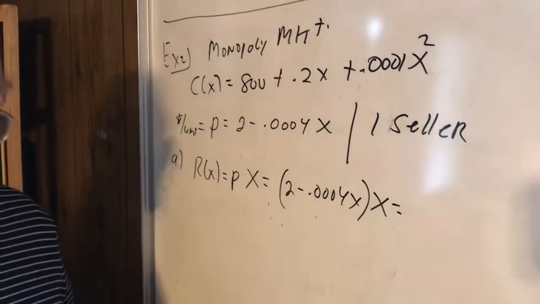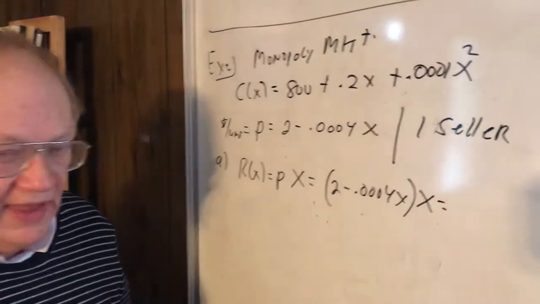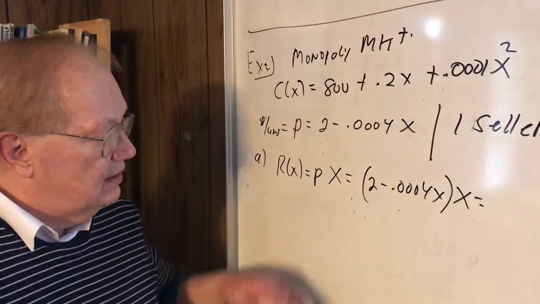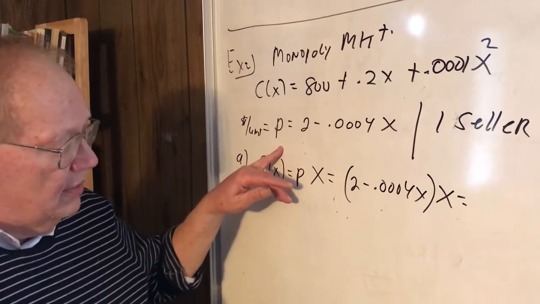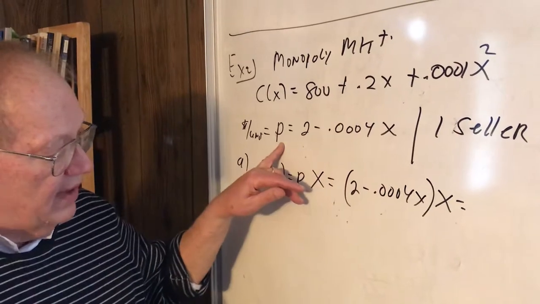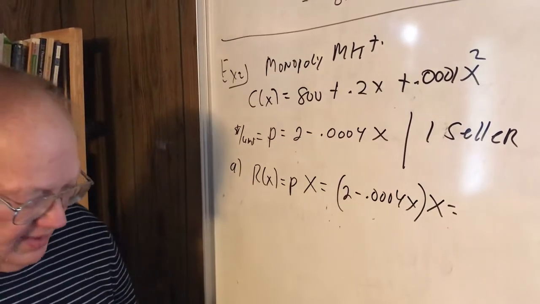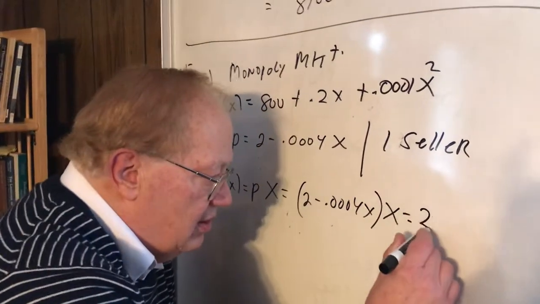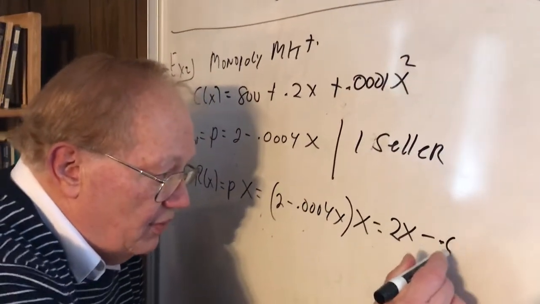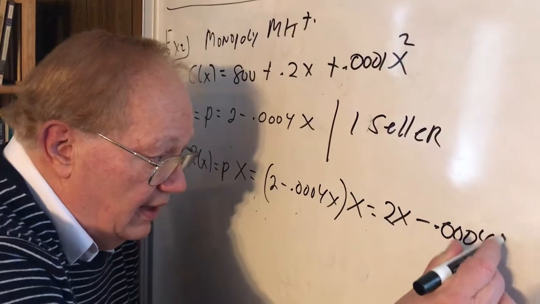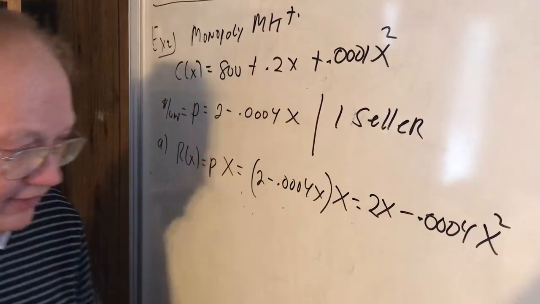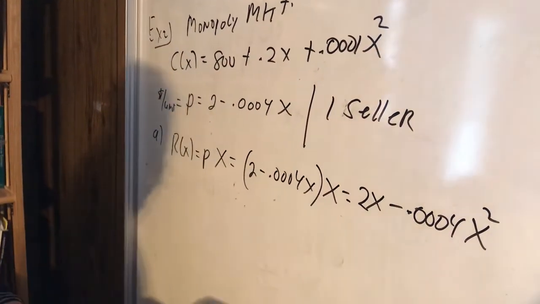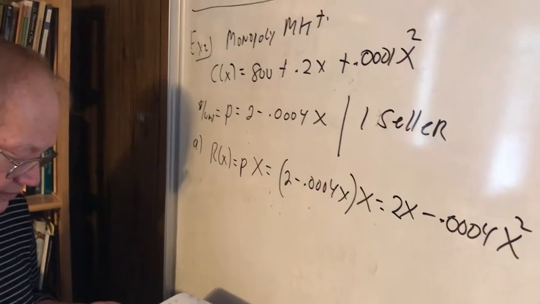A lot of people have emailed me on this and asked how to do the monopoly. Well, notice in a monopoly market, demand is controlled by price. We fix the price, we fix demand. So this is 2x minus 0.0004x squared. That's my revenue function, as you can see on your notes.